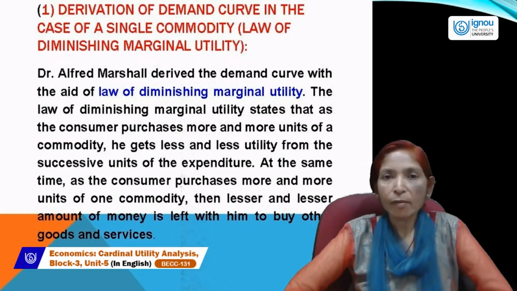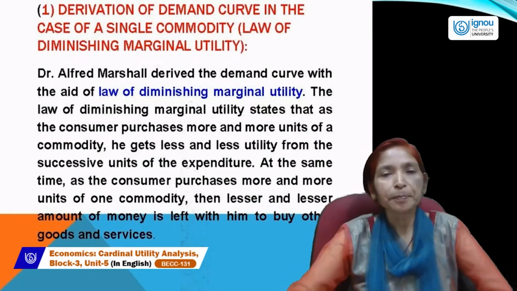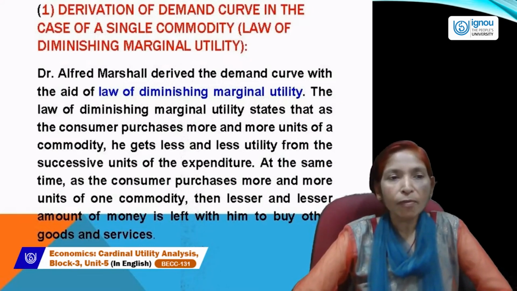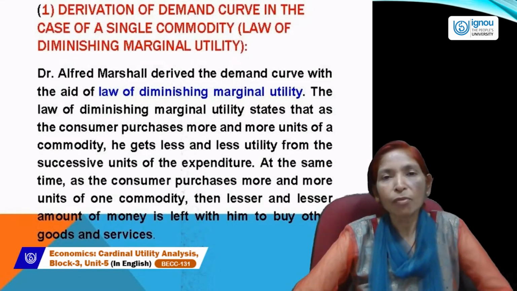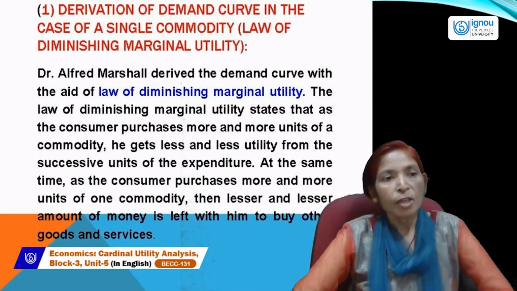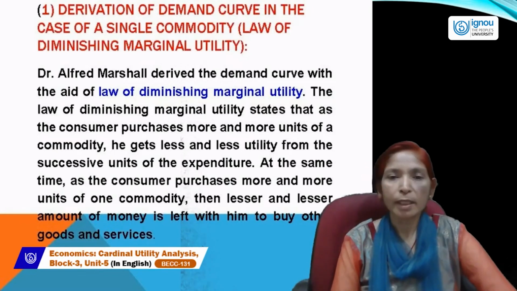Now, what is the derivation of the demand curve? How can we derive the demand curve with the help of the law of diminishing marginal utility? This concept is very important. In the theory of demand, we have studied the causes behind the downward sloping demand curve. Why does the demand curve slope downward? The law of diminishing marginal utility is the main cause of the downward sloping demand curve. So, Dr. Alfred Marshall derived the demand curve with the help of the law of diminishing marginal utility.